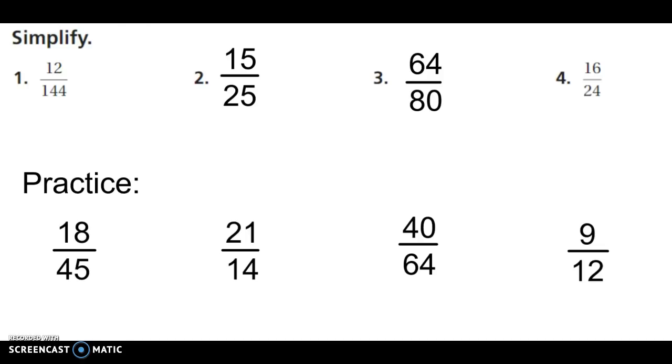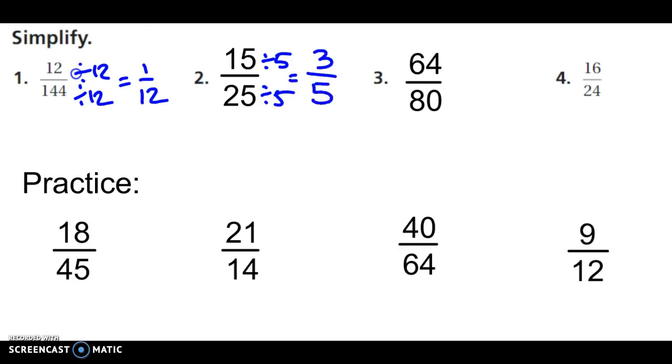So in my first example here, I'm going to divide by 12. Because I know that 12 can go into 12 and into 144, and then it would reduce or simplify down to 1/12. And in the next one, I have 15 and 25. Well, I know in my multiplication facts that 5 goes into both of those. So I'm going to divide the numerator and denominator both by 5. And I get 3/5. Okay?